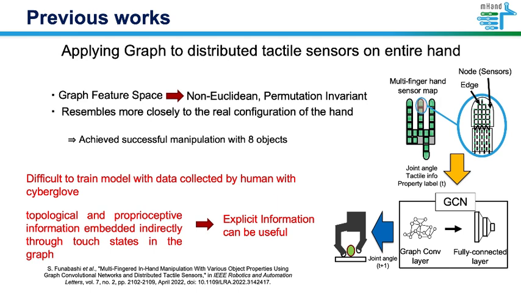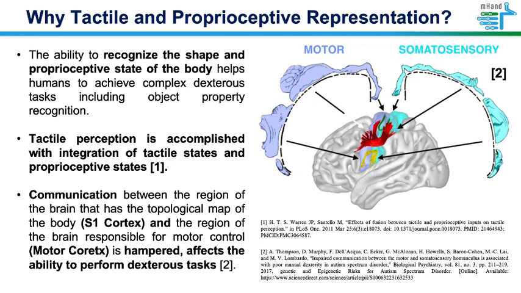Furthermore, we did not really use them to their best possible extent of learning the morphological features, something we believe is extremely useful. The ability to recognize the shape and proprioceptive state of the body helps humans achieve complex dexterous tasks, including object property recognition, because they can accommodate the diversity in day-to-day objects. Tactile perception itself is accomplished with the integration of tactile states and proprioceptive states. If the communication between the S1 cortex and the motor cortex of the brain is hampered, research suggests that the ability to perform dexterous tasks is also hampered in such people.